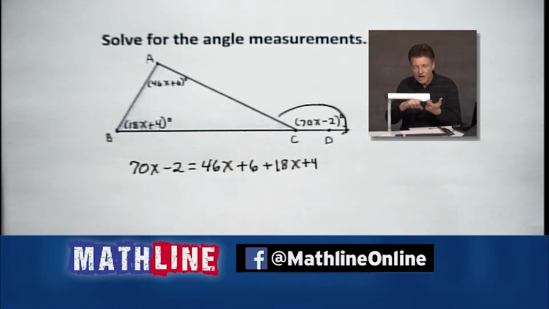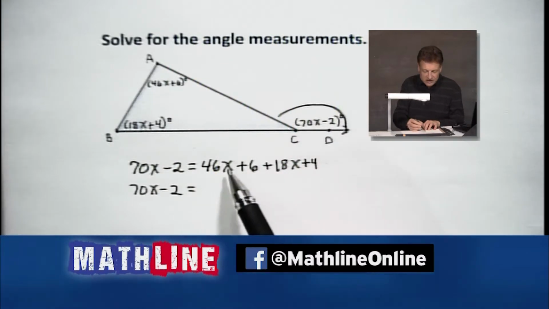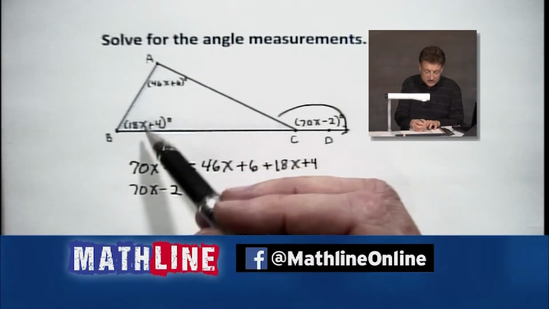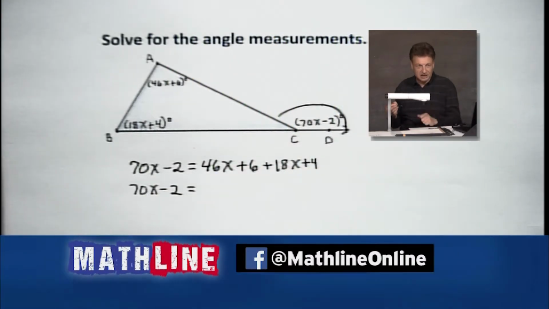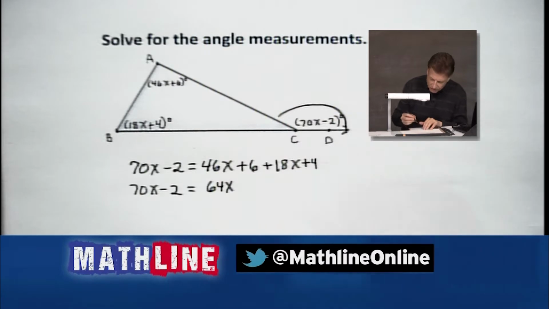Got to use a little algebra, and you've also got to use the, we said, the exterior angle theorem of your geometry here for a triangle. So let's see where it's going. 70x minus 2 is going nowhere. But these two guys are going to add up. That 46 and 18, believe it's going to give us 64. 64x. You can hit that calculator if you want to.